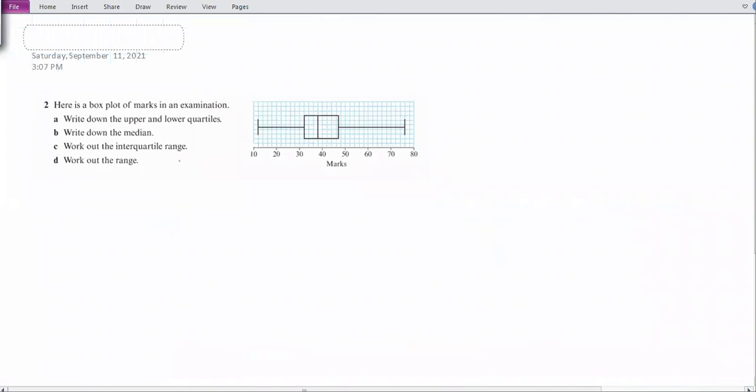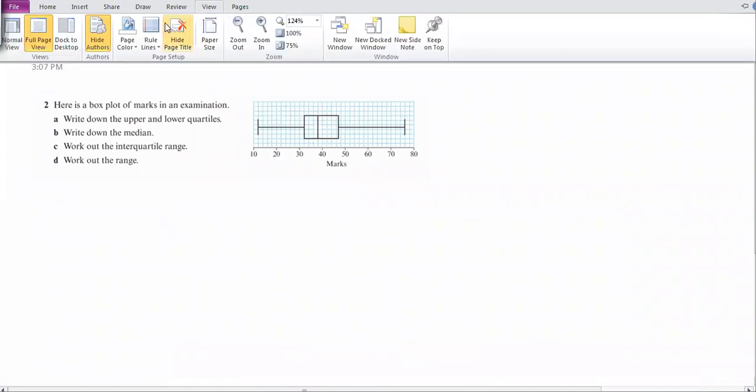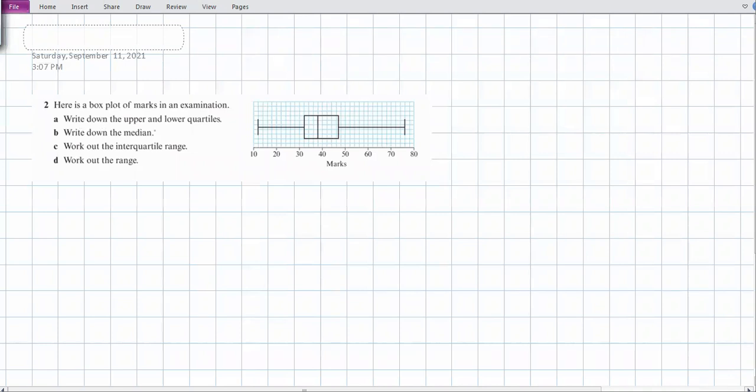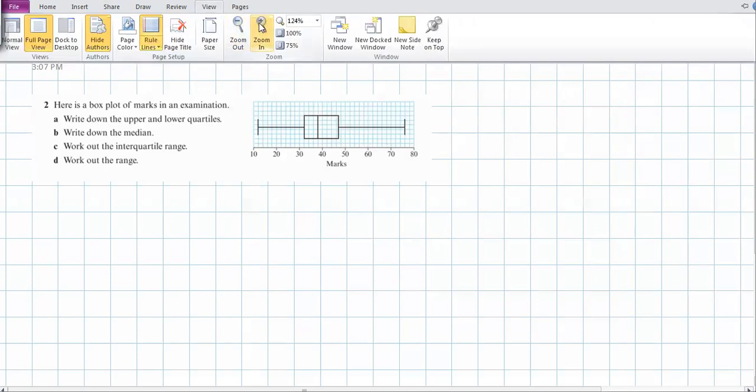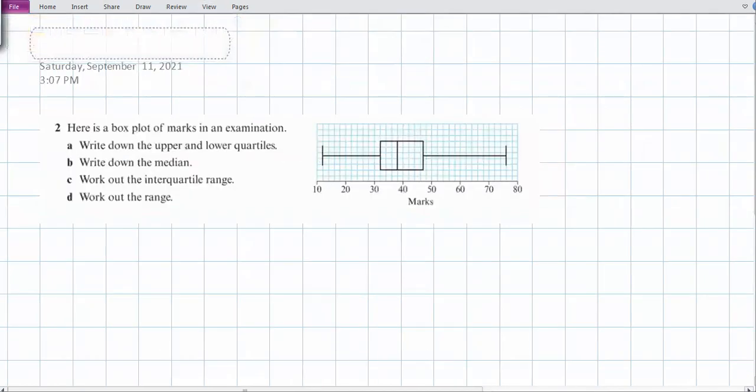The question is saying, here is a box plot. Write down the upper and lower quartiles. First of all, check from 10 to 20, how many boxes are there? Let me make it a little bit bigger so it will be more visible to you, because we have to check: 1, 2, 3, 4, 5. So 5 boxes are making 10 numbers. 5 boxes equal to 10. So one box will be equal to 10 over 5, which is equal to 2. It means each box represents 2.